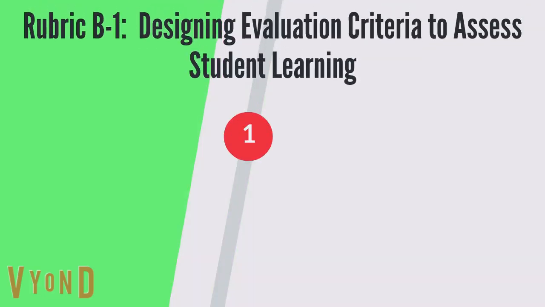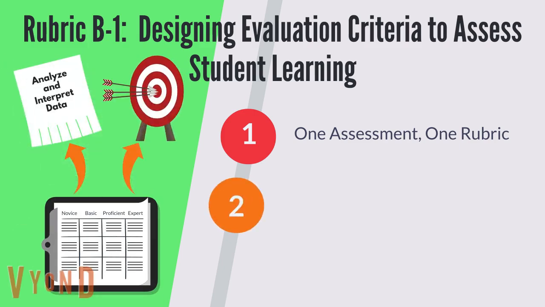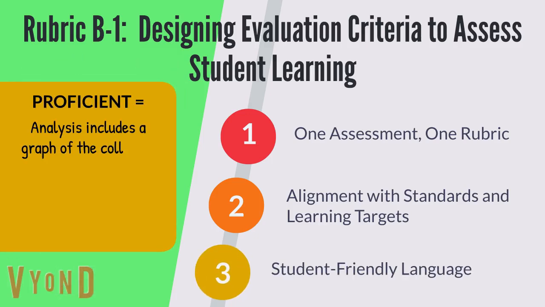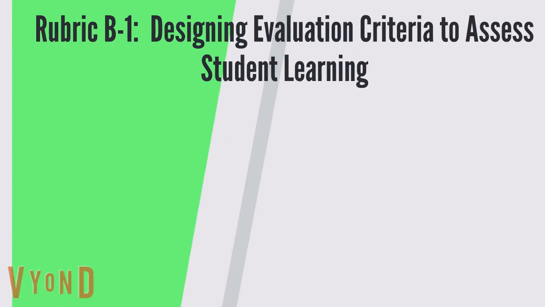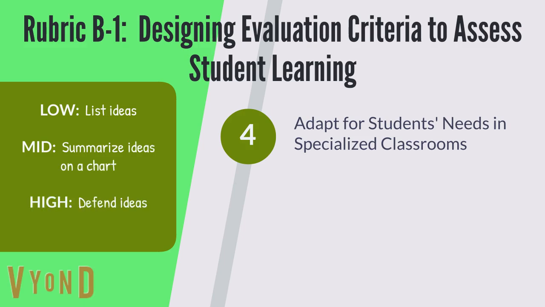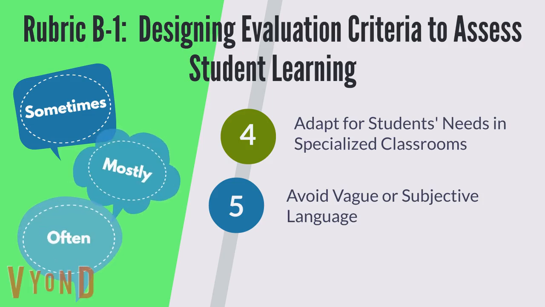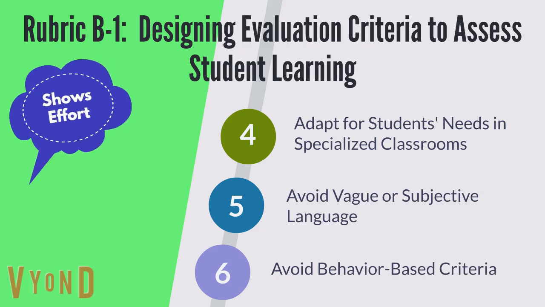For Rubric B1, select one assessment and one rubric. The rubric must align with academic standards and learning targets and be written in student-friendly language so students clearly understand expectations. In self-contained or specialized classrooms, assessments and rubrics may be adapted to meet students' needs while remaining standards aligned. Avoid vague or subjective language such as sometimes, mostly, or often, as well as behavior-based criteria like effort, neatness, or creativity.